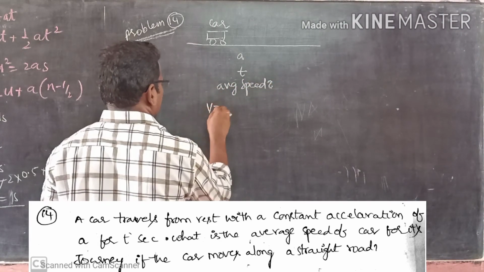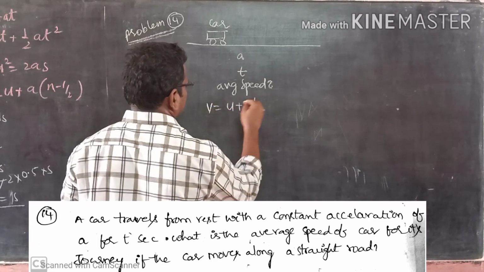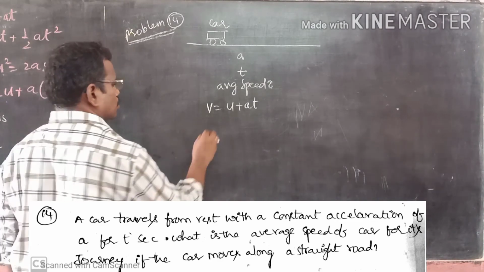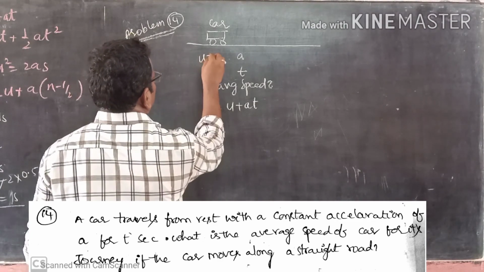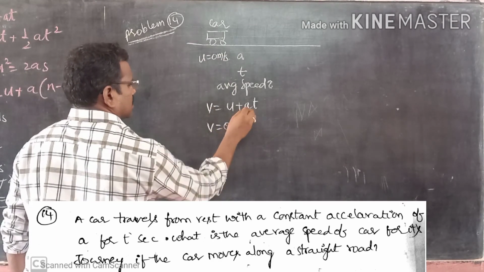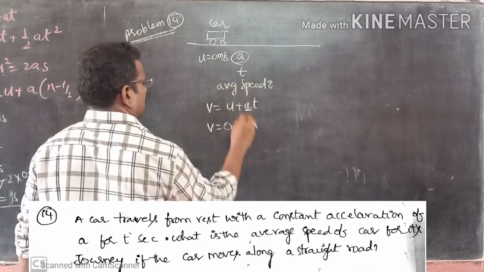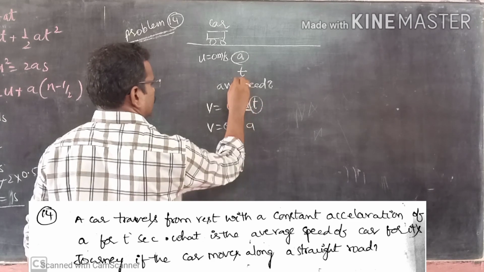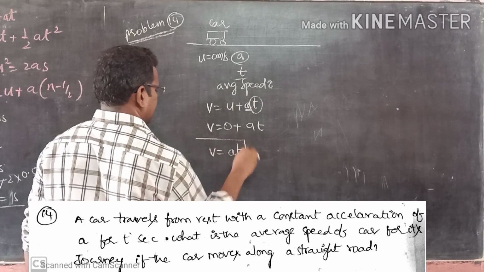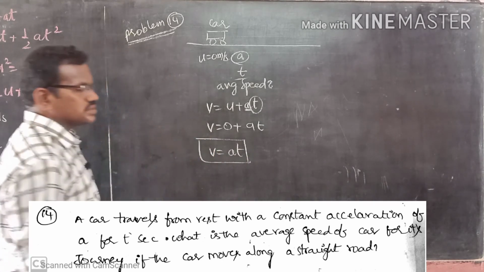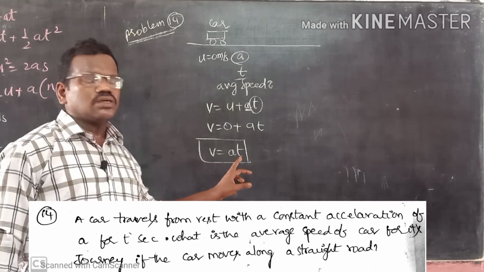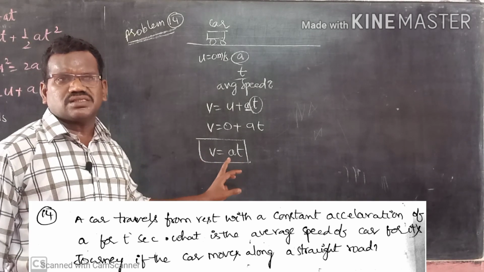The formula, compulsory, v is equal to u plus at. Here the car starts from rest is the clue. So here u is equal to 0 meter per second. By applying 0, instead of a we should write the value of a, instead of t we should write t. Now the answer v is equal to at. Why? Because the car started from rest. Now the average speed is equal to the product of acceleration and time.